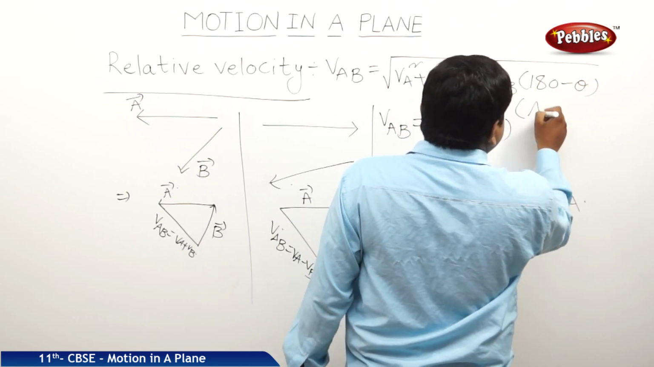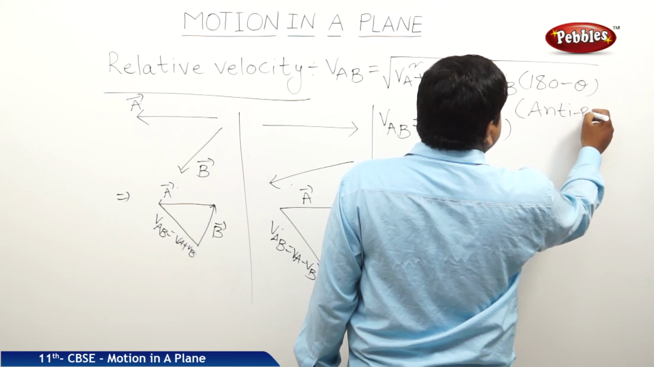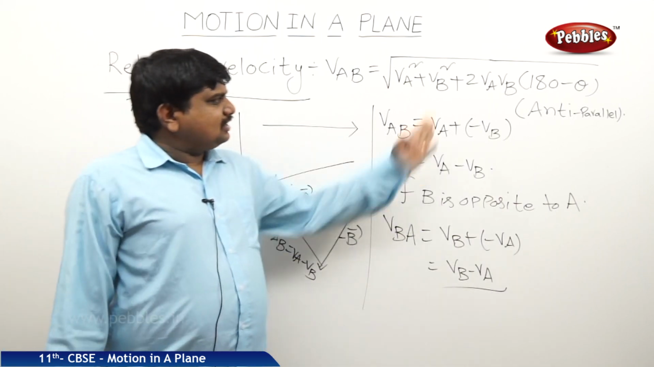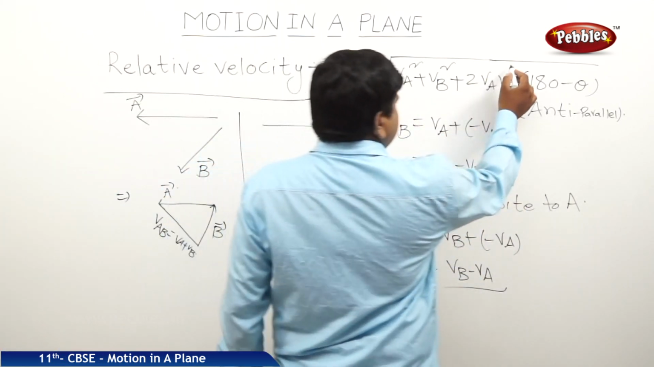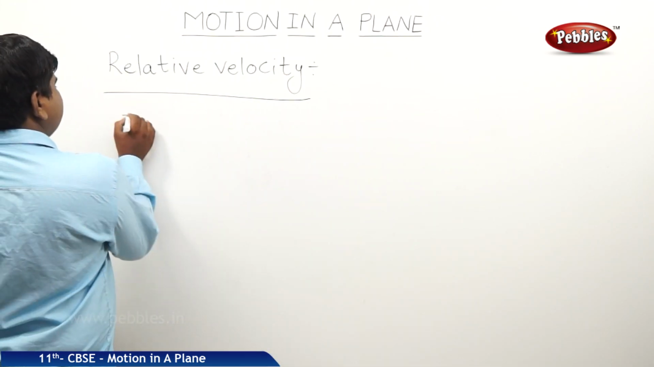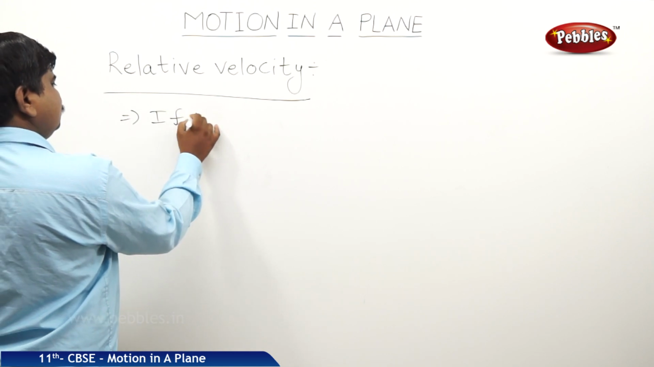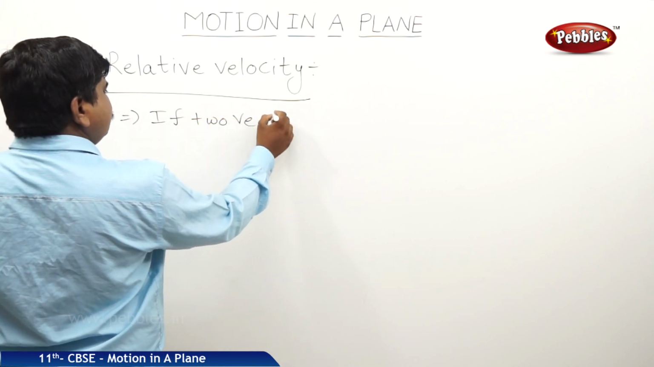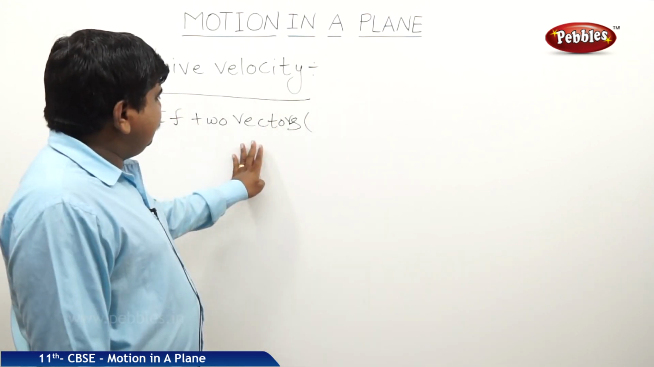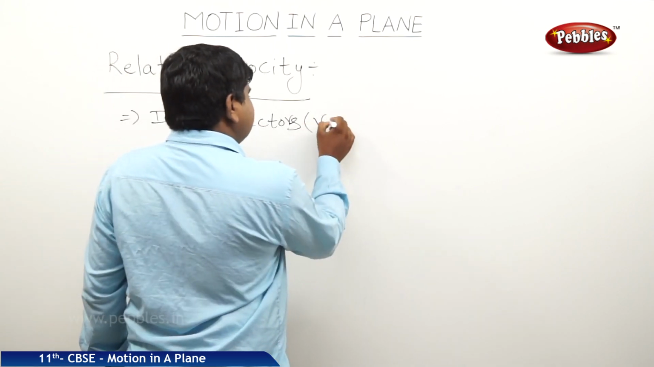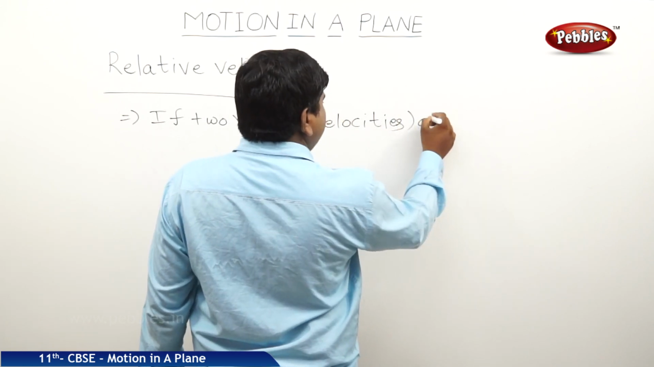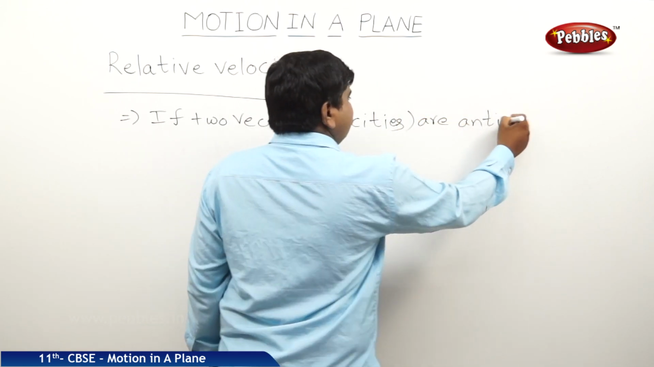This 180 minus theta is for the case of anti-parallel. So, this cos 180 minus theta, we can say this one as minus cos theta also. So therefore, if two vectors are anti-parallel, here we are finding the relative velocity. That's why let us just say the vectors are velocities, or direction of the velocities are anti-parallel.